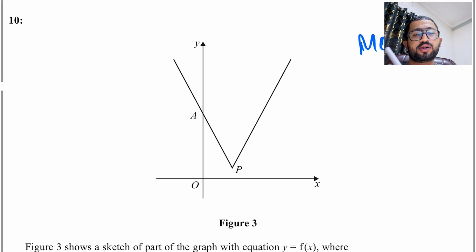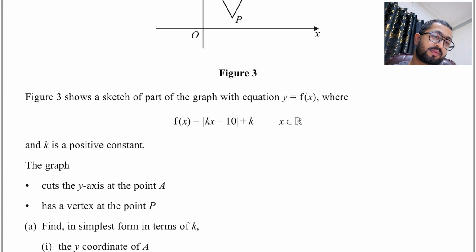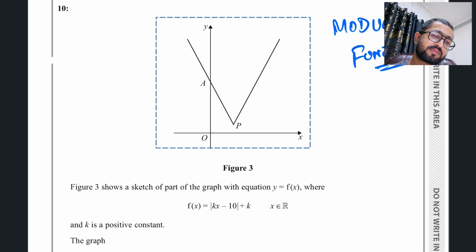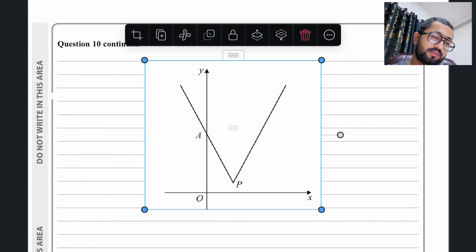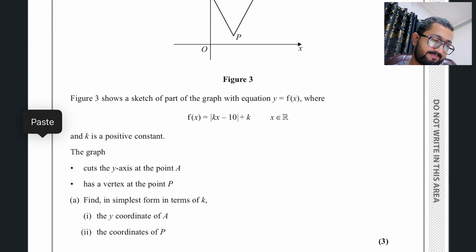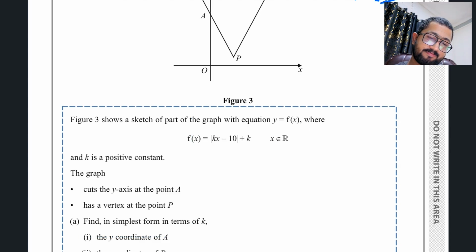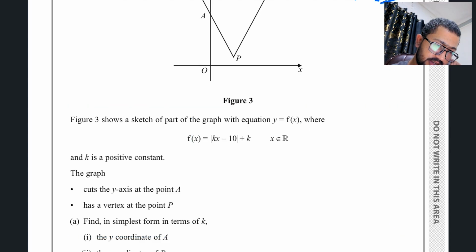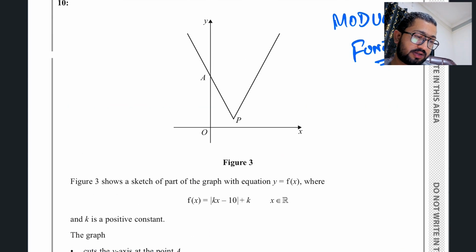So do this question for you. Modulus function. Let's do this question, बच्चा लोग. So what type of this question?